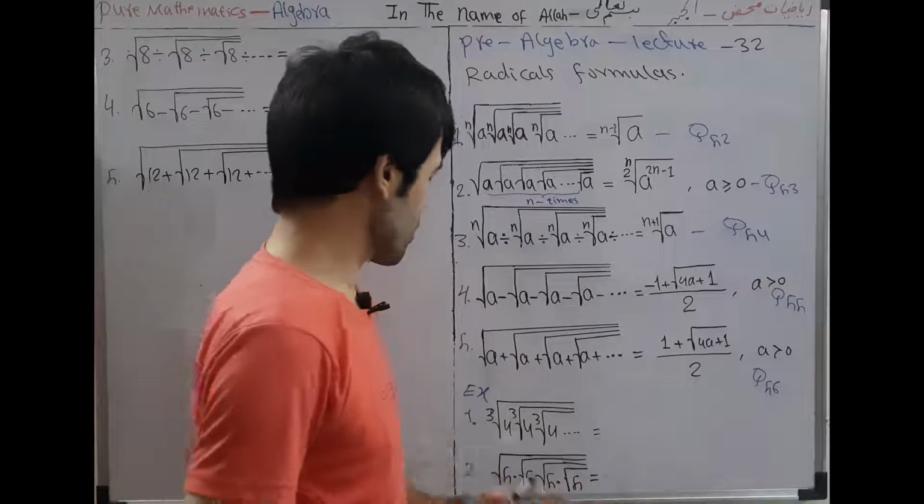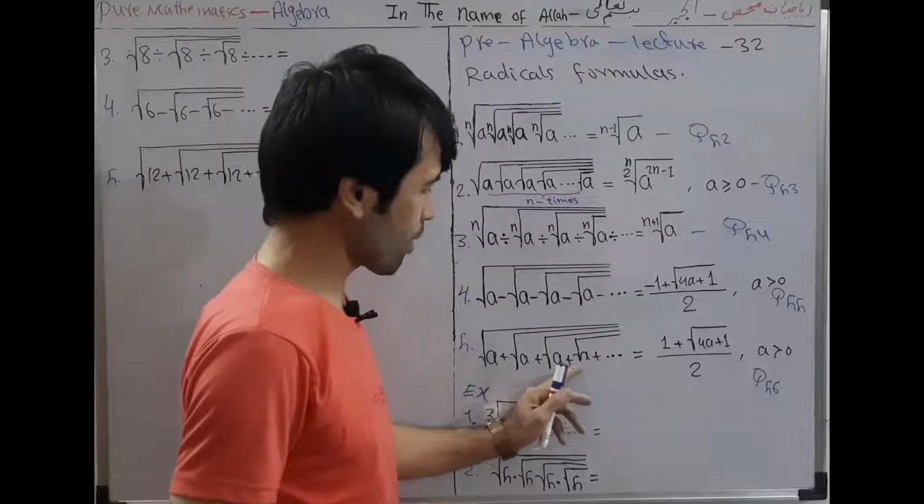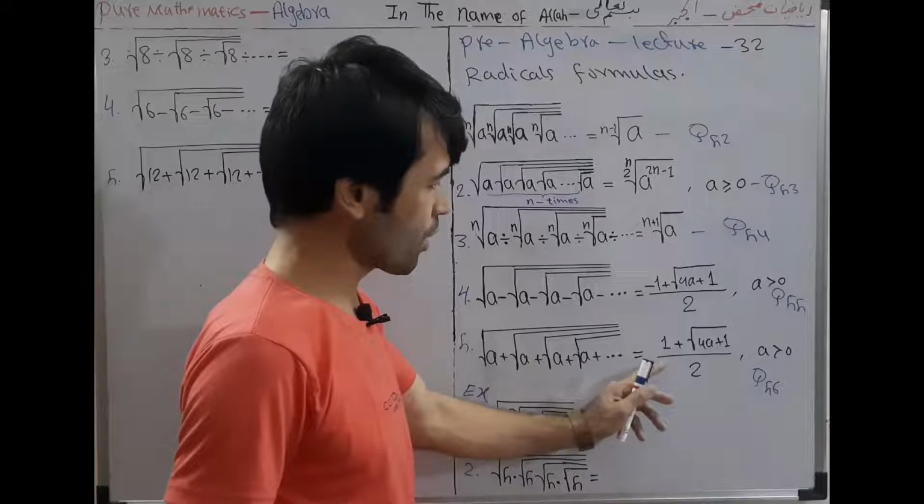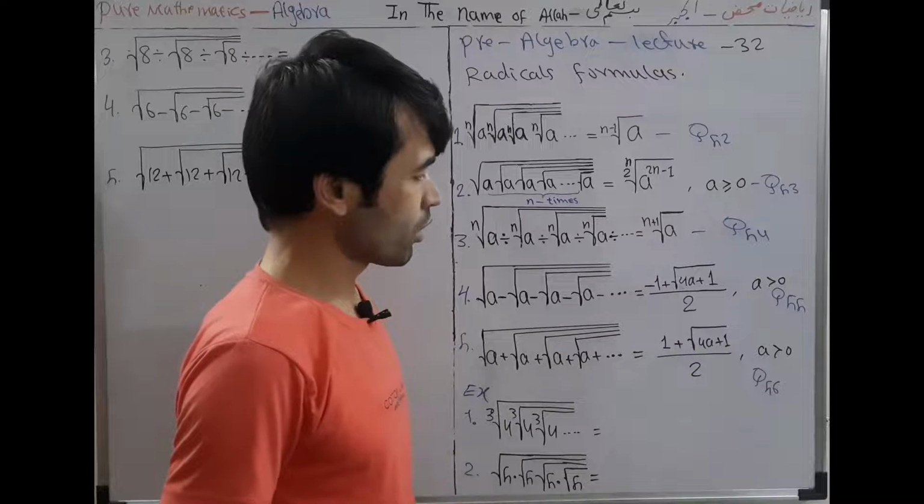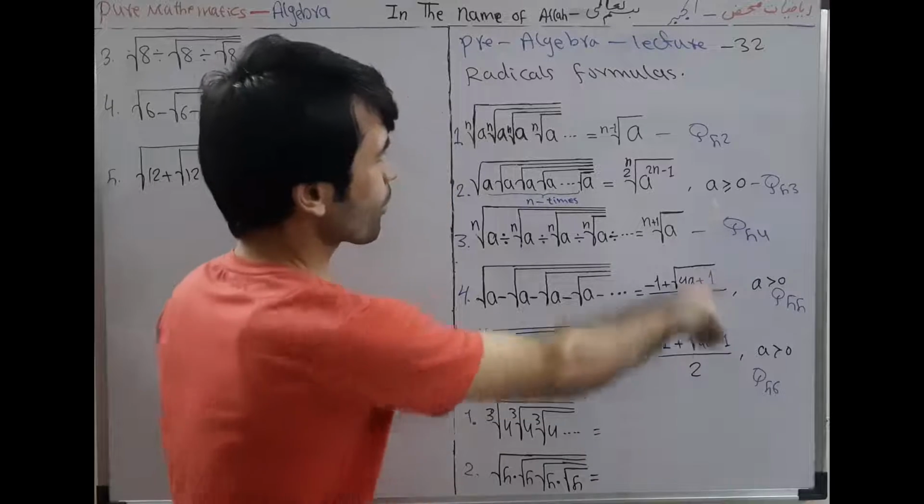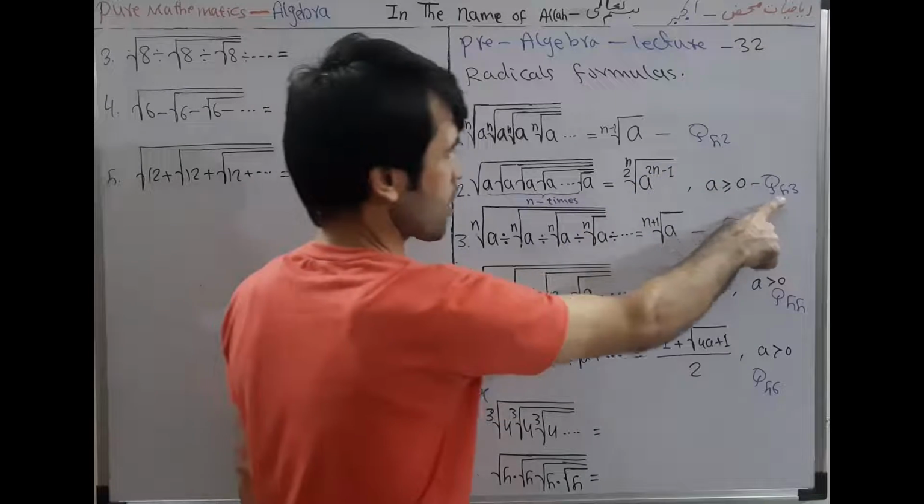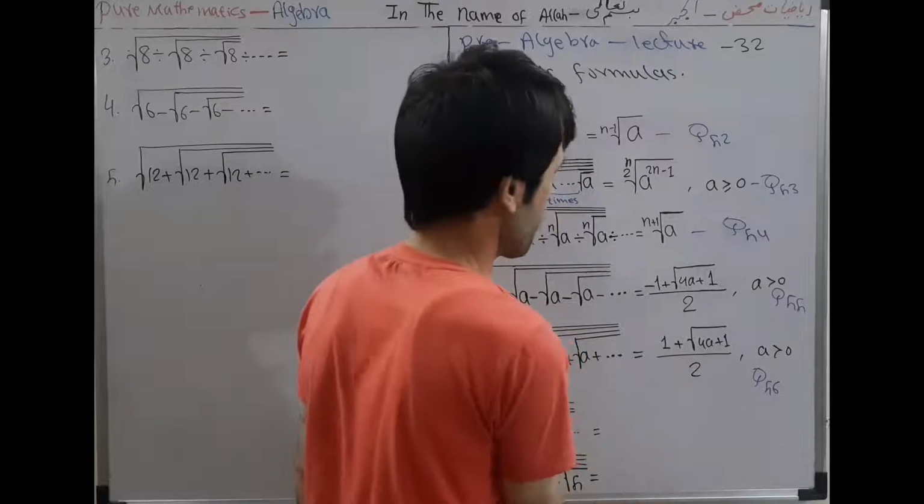A is greater than 0. Number 5: square root of a plus square root of a plus square root of a plus square root of a, and so on. It is equal to 1 plus square root of 4a plus 1, over 2, where a is greater than 0.